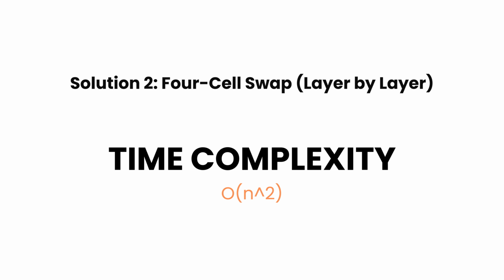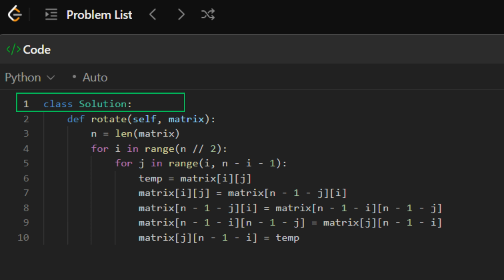We begin by defining the solution class. This is the structure where LeetCode reads our rotate method from. This defines our function. It receives an n times n matrix and rotates it 90 degrees clockwise in place, meaning we must modify the original matrix without creating a new one.